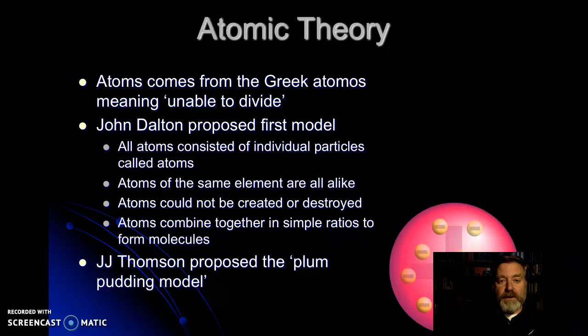So Dalton proposed that all matter consists of individual particles called atoms. Atoms of the same element are all alike. Atoms could not be created or destroyed, so Lavoisier would be happy. And atoms combine together in simple ratios to form molecules. Now, all those things still stand. There's nothing wrong with any of that. He didn't have a great deal of understanding of what the atom might have looked like, but his thoughts there are pretty good. Then we have J.J.